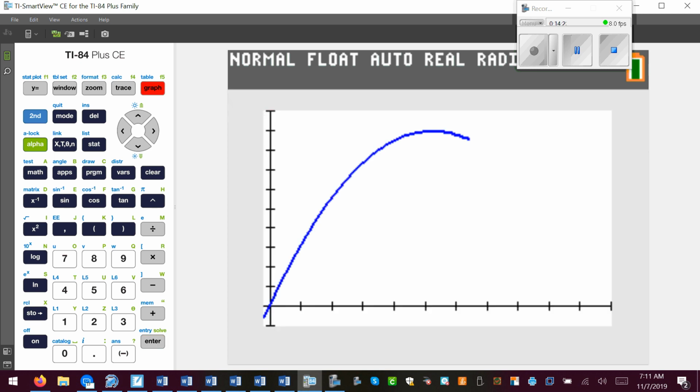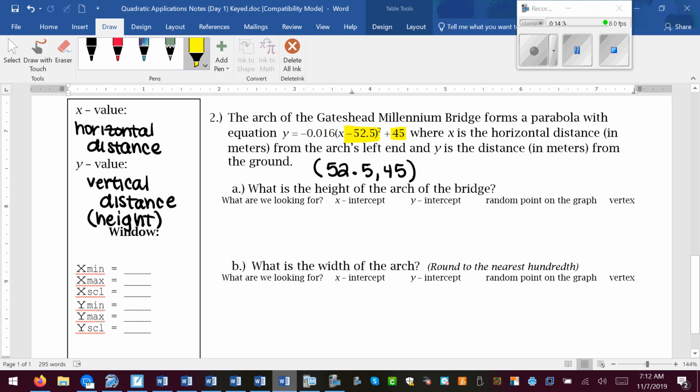I'm going to hit graph. I'm pretty happy with this graph. I can see the x, the y-intercepts, the vertex, everything's there. It's big on the screen, really easy to read. So I'll go copy down my window.